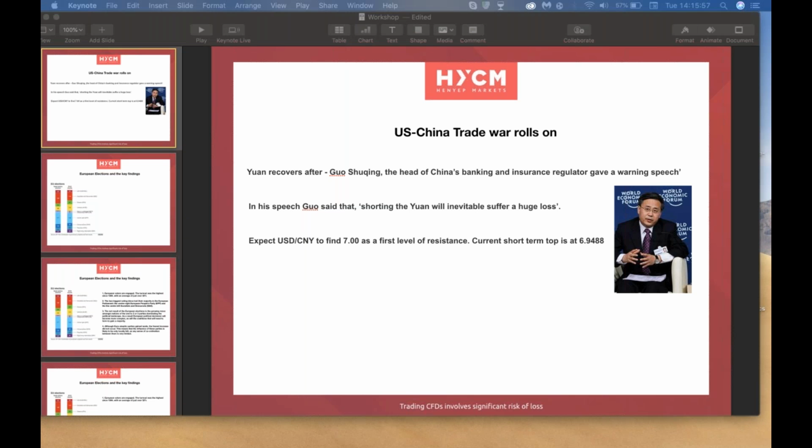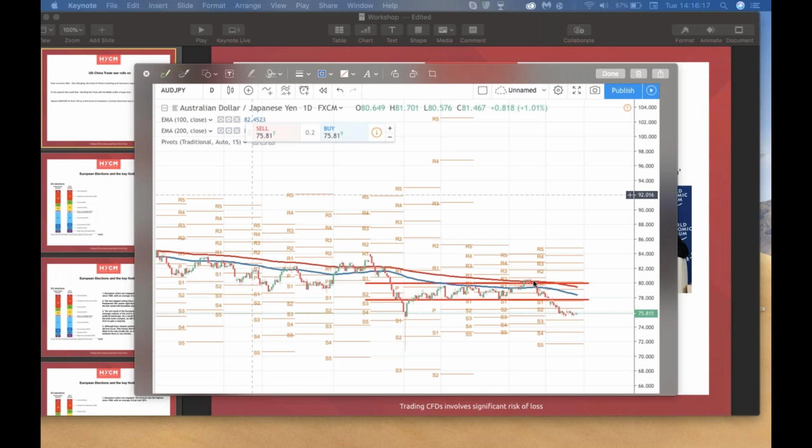Let's go on to the daily chart. Just get rid of some of this. There we go. So just quickly call it up. You can see as we've been having this US-China trade war going on, the Australian-Japanese yen pair has fallen through 1, 2 pivot points, briefly testing the underside of the second pivot point and stuck between 2 pivot points at the moment.